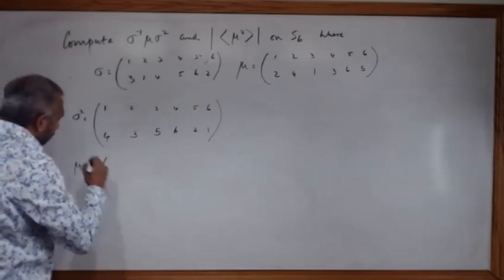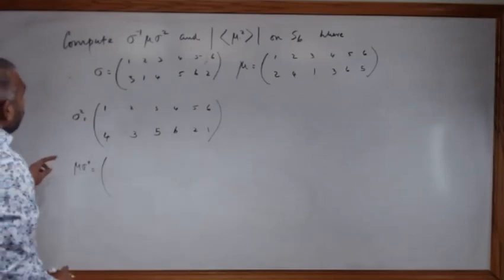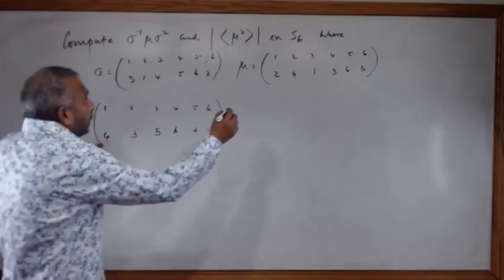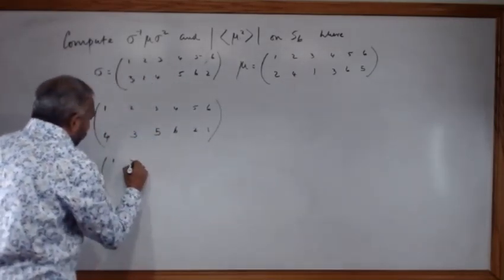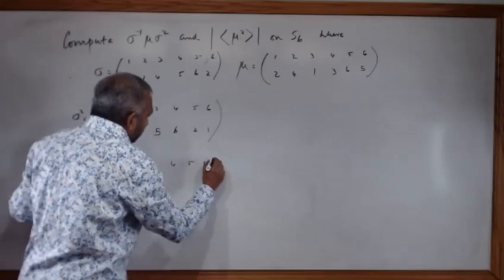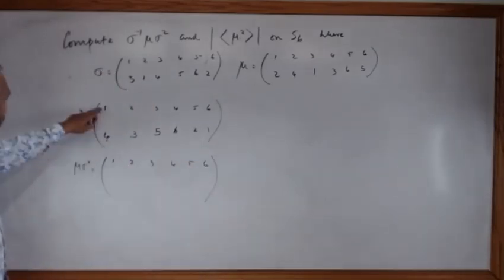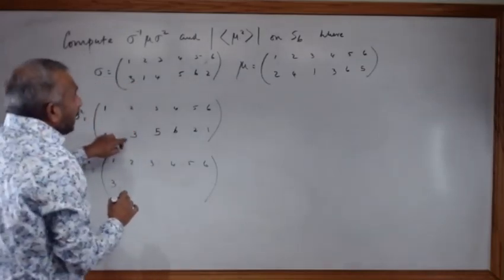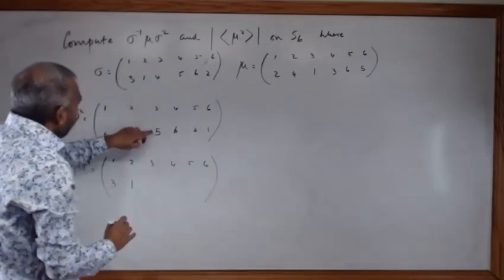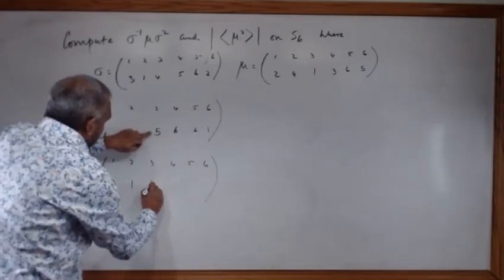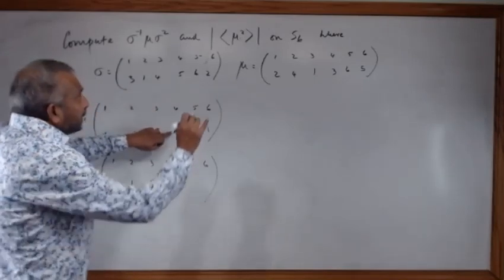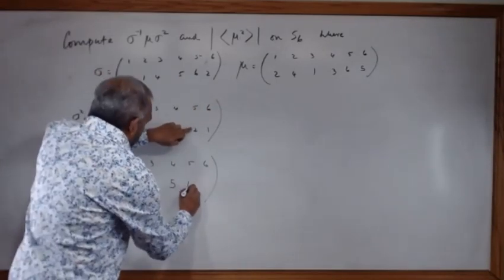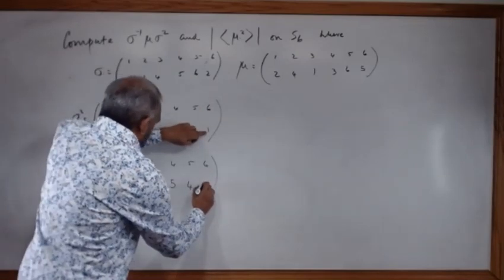is equal to, first sigma square. So let's write 1, 2, 3, 4, 5, 6. 1 goes to 4, 2 goes to 3, 3 goes to 1, 4 goes to 6, 5 goes to 2, 6 goes to 1, then the mu values follow accordingly.